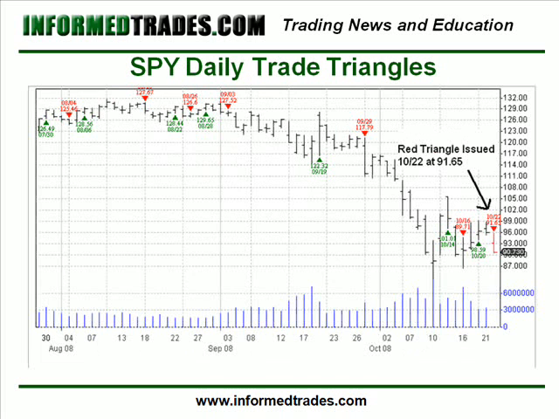Next we look at the daily chart, and we can see that there was also a red trade triangle issued on 10/22 at 91.65. Another thing that is clear on this chart, however, is that I need to be careful about ranging market conditions. As you can see from the first half of the chart and the last 10 days or so, when the market is not trending, the daily trade triangles are going to chop me up quite a bit.